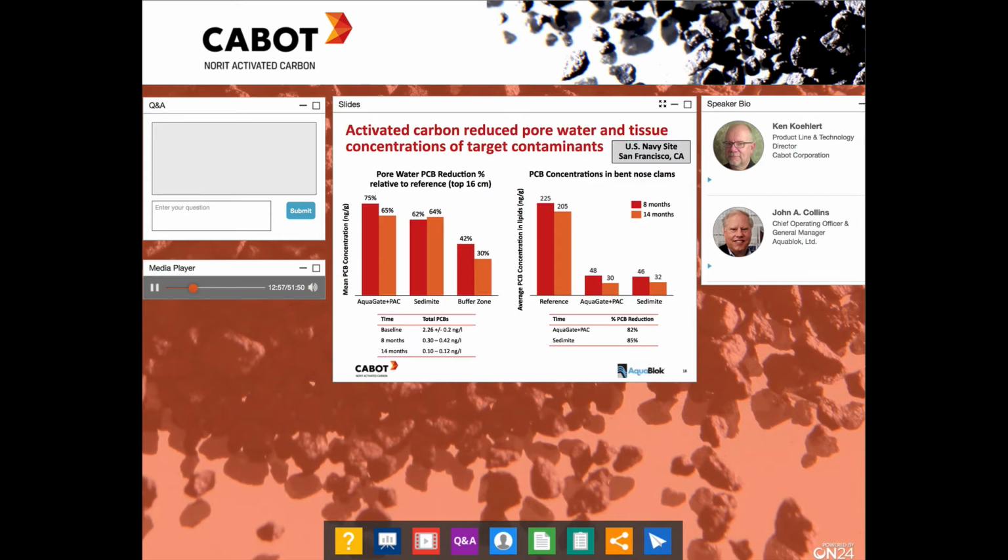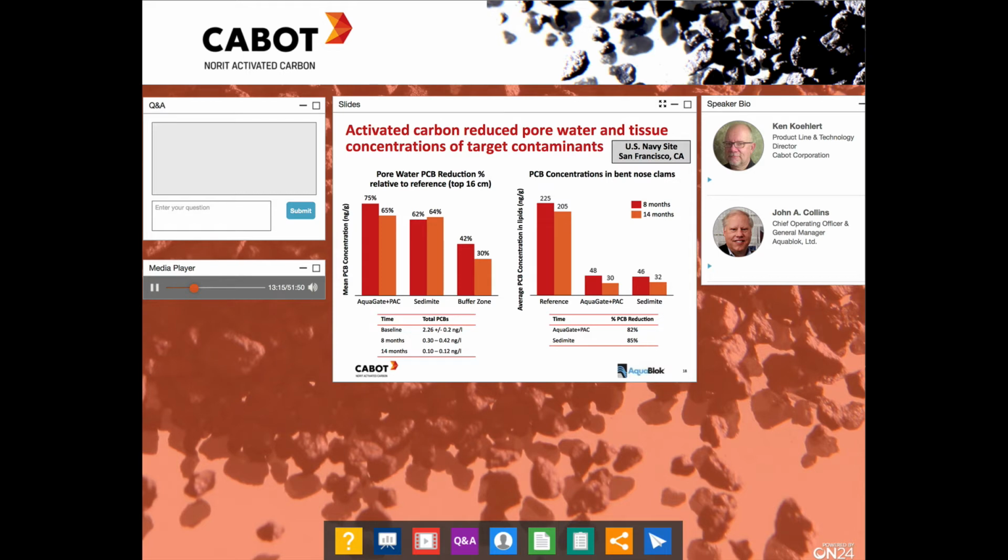This slide presents an example of reductions that can be achieved using powder activated carbon in sediment. The Navy has been a big proponent of in-situ treatment technology, and much of the field data we have comes from Navy sites where activated carbon has been applied. This is one such example.